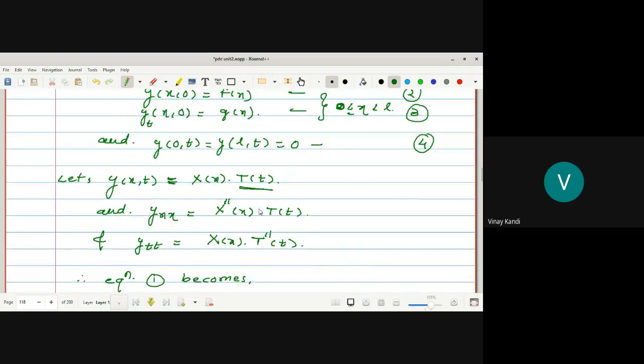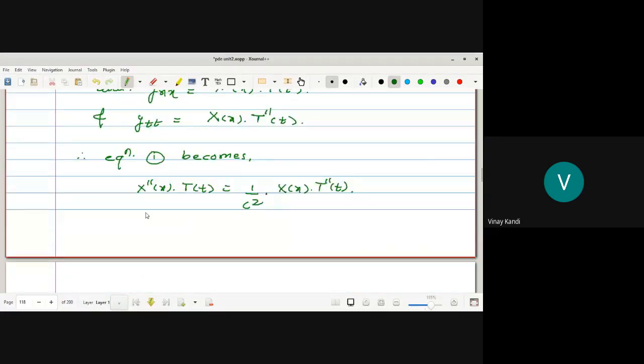Okay, now what we have to do is find out these two functions, X of x and T of t. Then we will get the solution of that string of finite length. Okay, our aim is to find out the functions X of x and T of t. That is what we have to do.